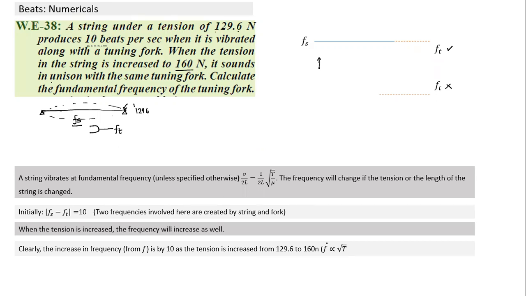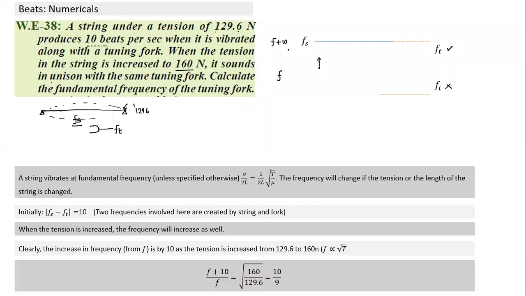So frequency is proportional to root T. Now we can simply write the equation. Initially the frequency was F, and after increasing the tension, it becomes F plus 10. So we take the ratio. What is the equation here? This is the equation: F plus 10 by F, with the corresponding tension 160 and the other tension 129.6, and we take the ratio. It comes to 100 by 81. So the ratio is 10 by 9. We can find F. Is this understood?